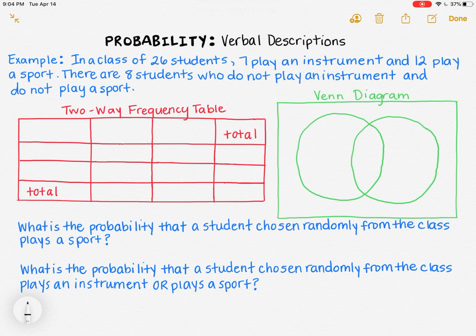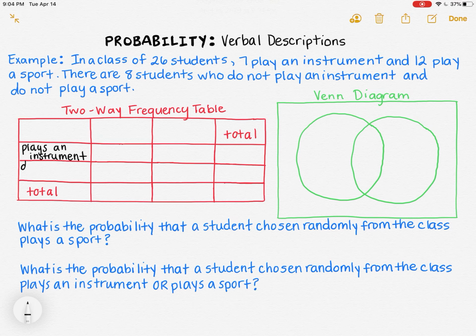Let's start with the two-way frequency table. I've already labeled the total column and the total row. We need to label the remaining rows and columns. Since we're talking about students that play an instrument or don't play an instrument, and students that play a sport and don't play a sport, those are what we're going to use for our labels.